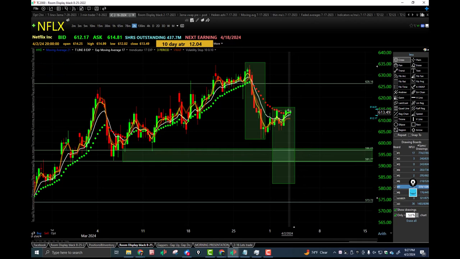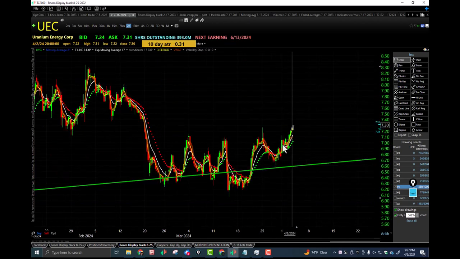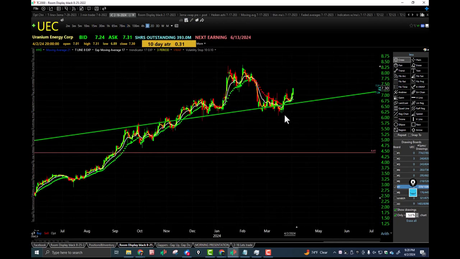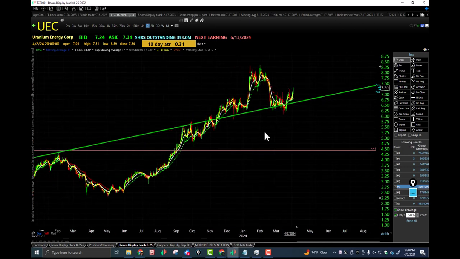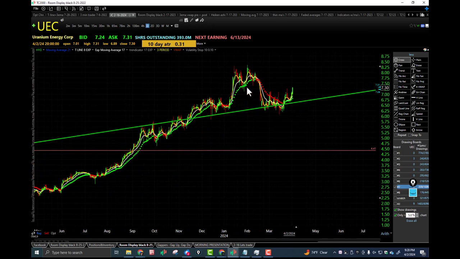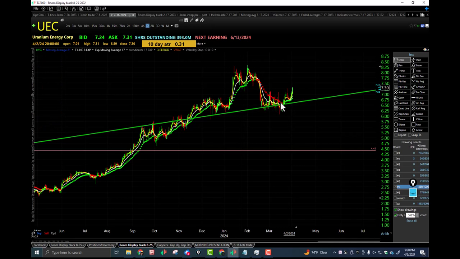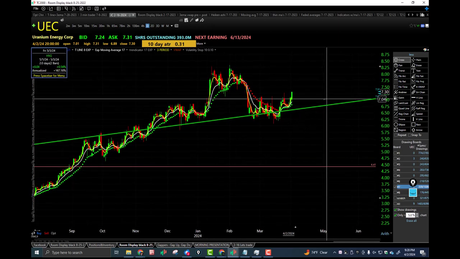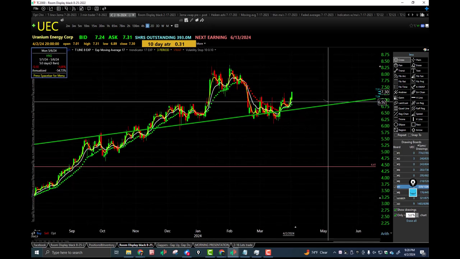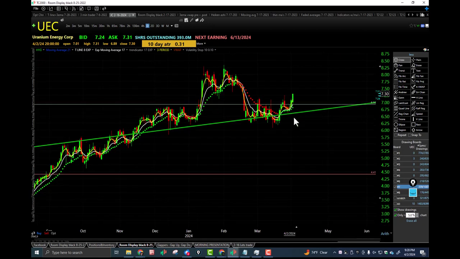All right. UEC on the daily chart. I've done this one before. There's your uptrend line. You're looking at a head and shoulders right now with a double top up here. Left shoulder, right shoulder. UEC's got to get up on top of this area right here and hold the ground. They got to get up here and hold.